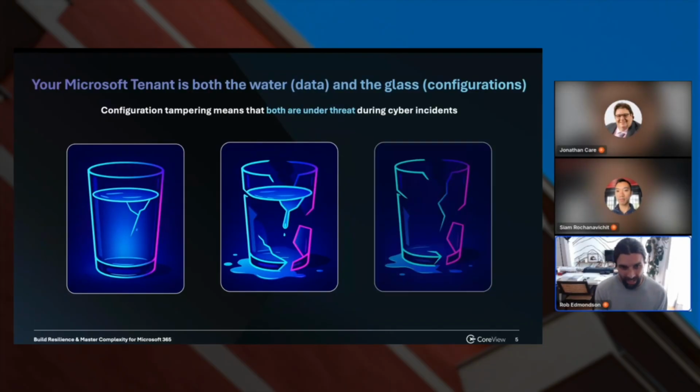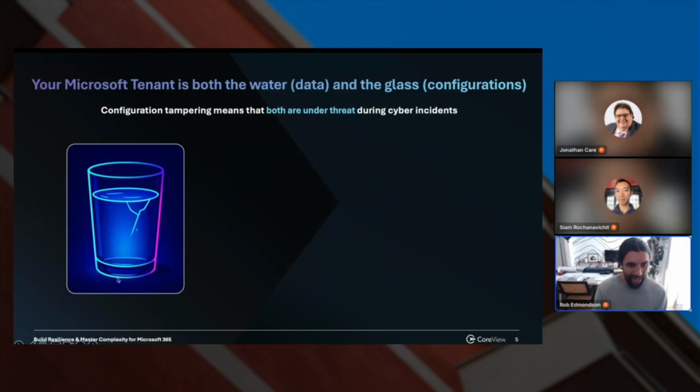The real question is, after an incident, how do you know what state your glass is in? Do you have a way to instantly know how many configurations have been tampered with? And then to instantly restore your glass back to the state that it should be so that you can have confidence to pour the water back in.